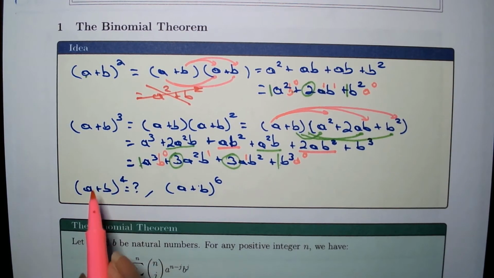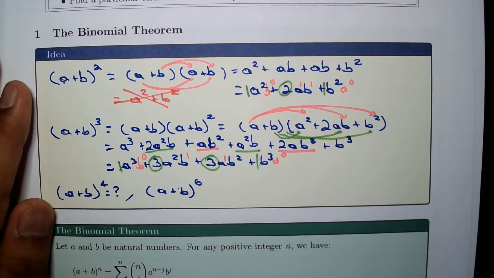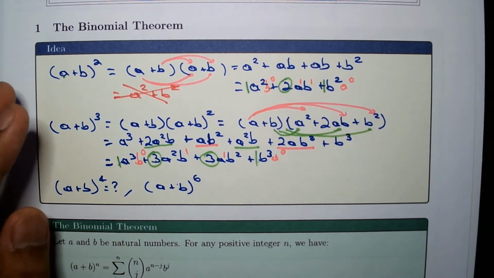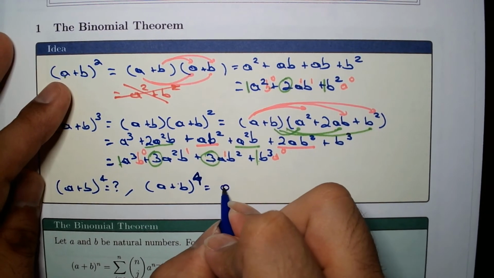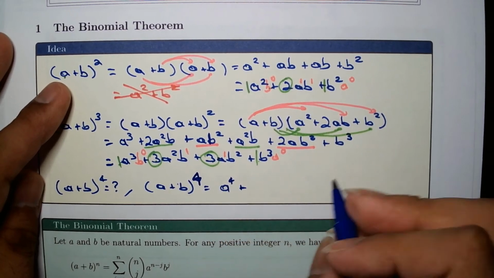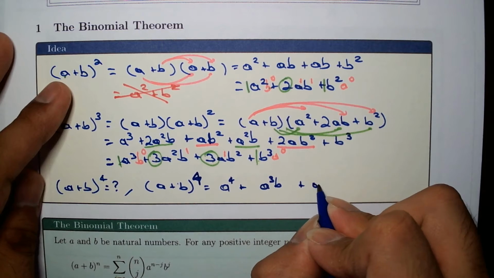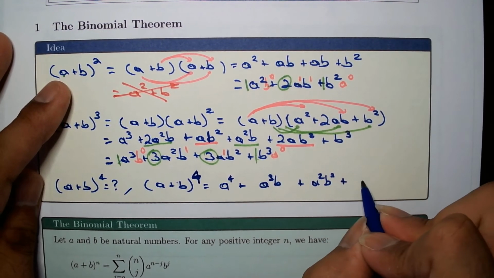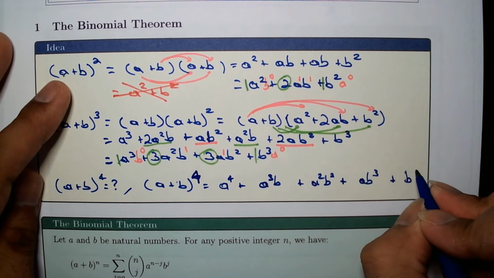All right. So in this case, if you do the power a to the 4, let me do the a to the 4 just real quick. Let me turn this 6 into 4. So a to the 4 plus a cubed b plus a squared b squared plus ab cubed plus b to the 4th.